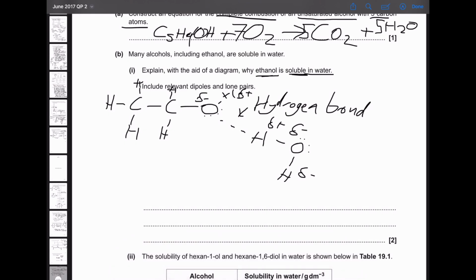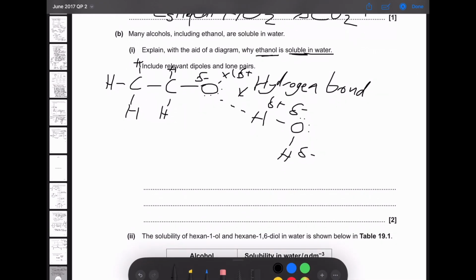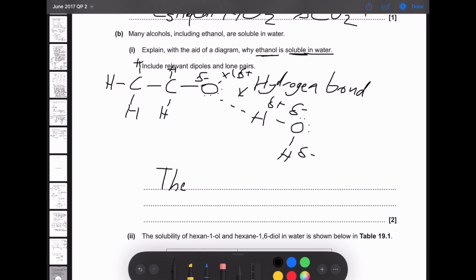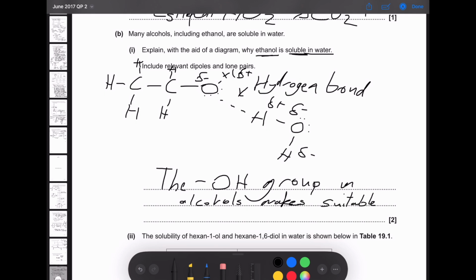So the OH group in alcohols makes them suitable for hydrogen bonding.